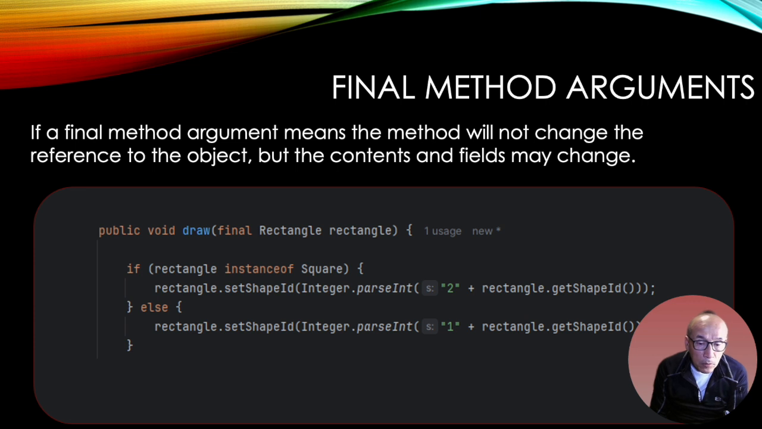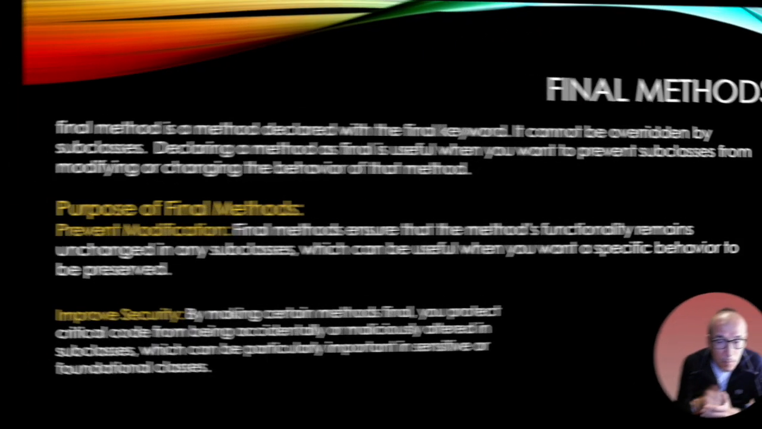Here's another use of final. You don't see it a lot, but do with it what you want. A final method argument over here means that the method will not change the reference to the object, but the contents and fields may change. Remember that from last time? So this rectangle, I promise not to mess with it, but I can set its attributes if I need to. So I'm not going to change the reference to the object, but its contents may change by putting the final over here.